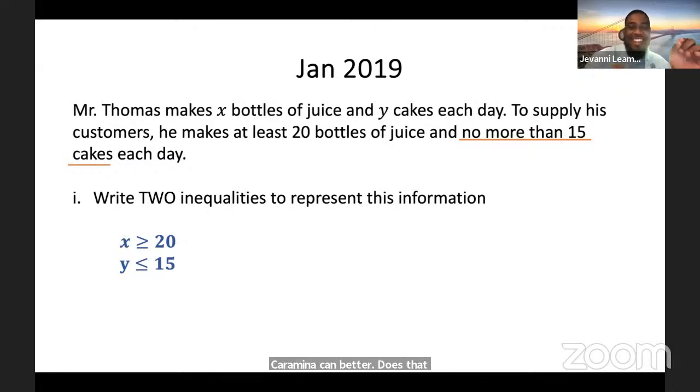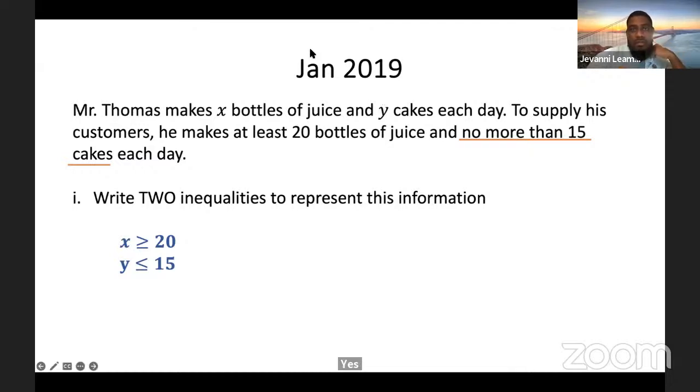Okay. And the young lady that's speaking. Okay. All right. All right. I'm glad it's clear. At least, don't make the least and the less confuse you. At least means you have to have that or more. No more than means that I can have that or less. Yes. Can't pass it.